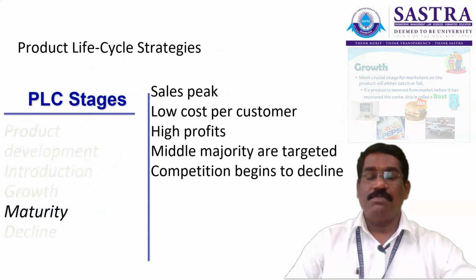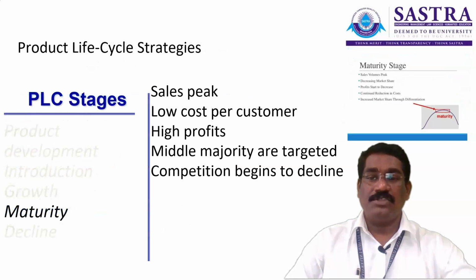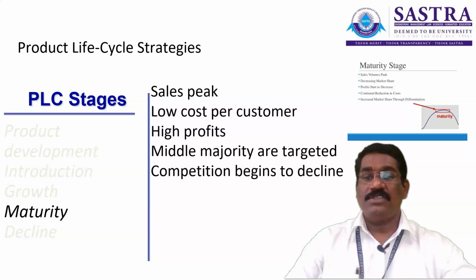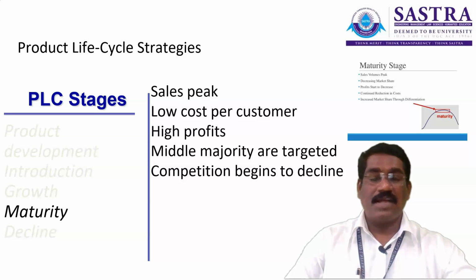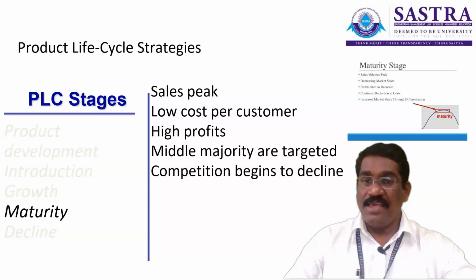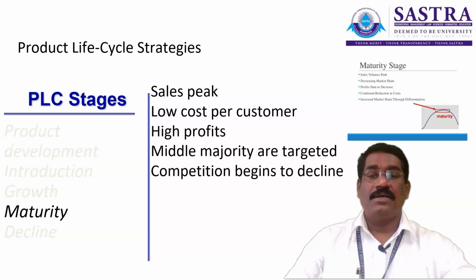So next is the maturity stage. When you talk about the maturity stage, obviously the sales are at their peak, the expenditure per customer is low, so the cost per customer is low, and we have higher profits. The middle majority are targeted here. And competition begins to decline because the market is already getting saturated.